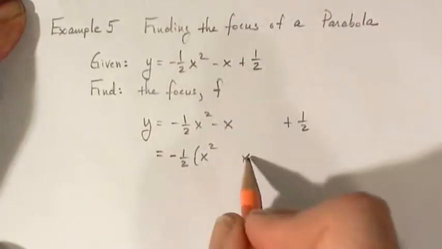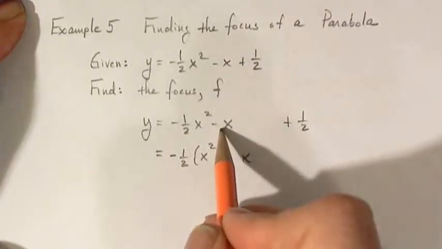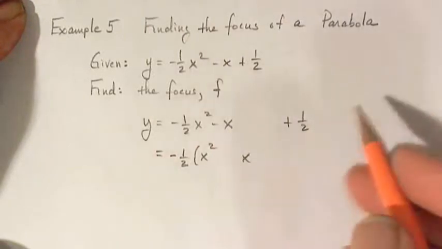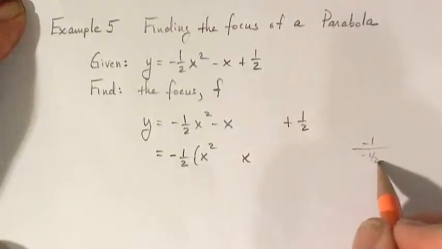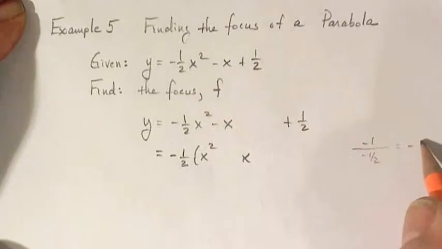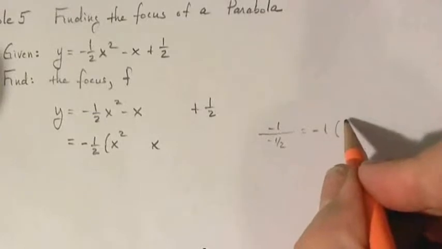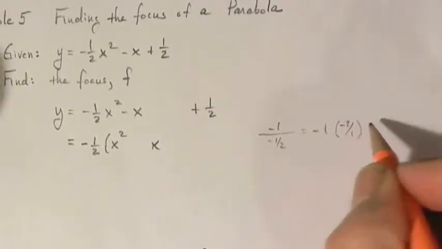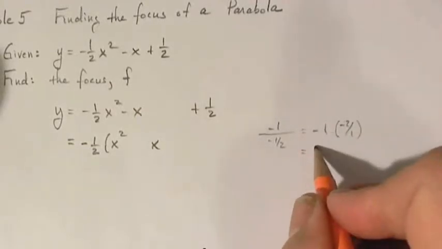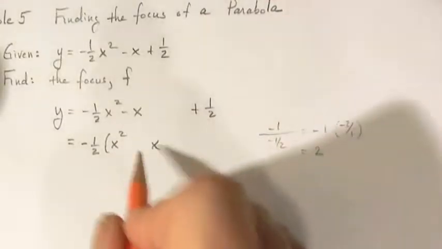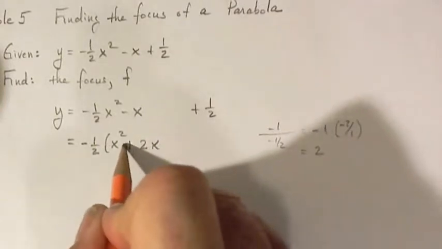So now this x is going to come down here. But if I factor out a negative 1/2 from this, that's a little bit confusing. Well, isn't it like taking negative 1 and dividing by negative 1/2? This is negative 1 multiplied by negative 2 over 1, which is equal to, well, this is 2. 2 times 1 is 2. So I know this seems a little confusing, but I'm just going to put a 2 here with a plus.